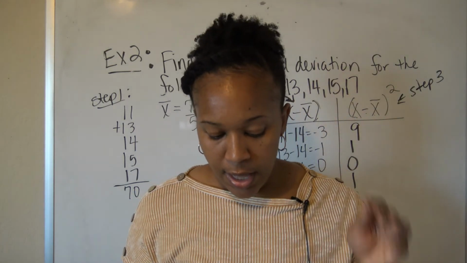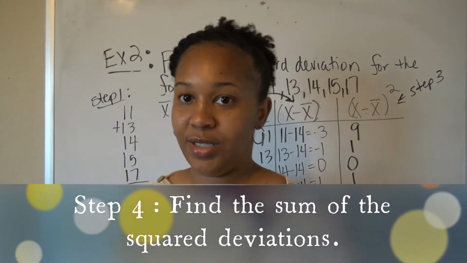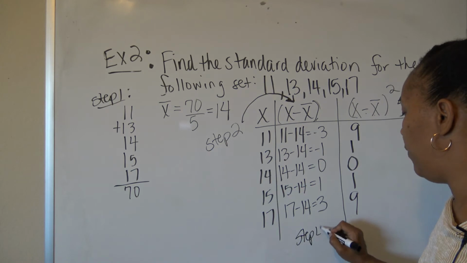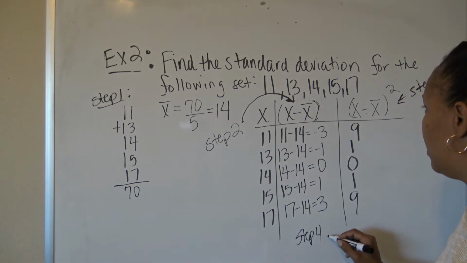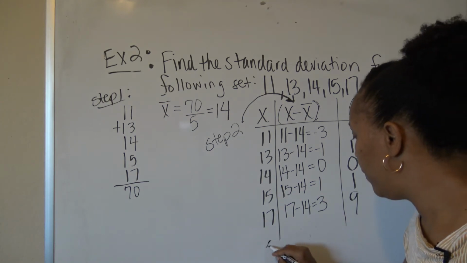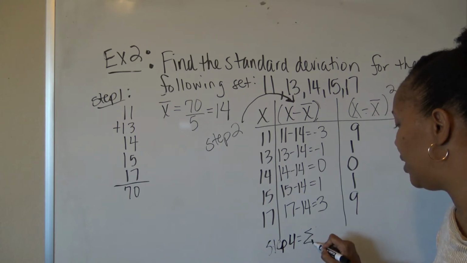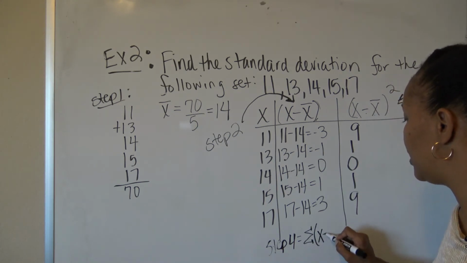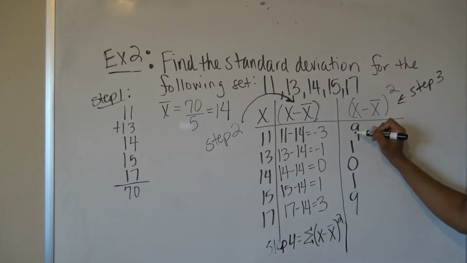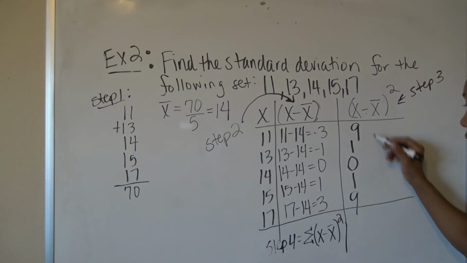Alrighty? Step 4 is you want to take the sum of the squared deviations. Okay? So step 4 is here. Step 4, you want to take the sum. Let me write it over here some. So step 4 is you want to take the sum, that's my summation, of x minus x bar squared. Well, this is my x minus x bar squared column. So what I want to do is take the sum of this column.